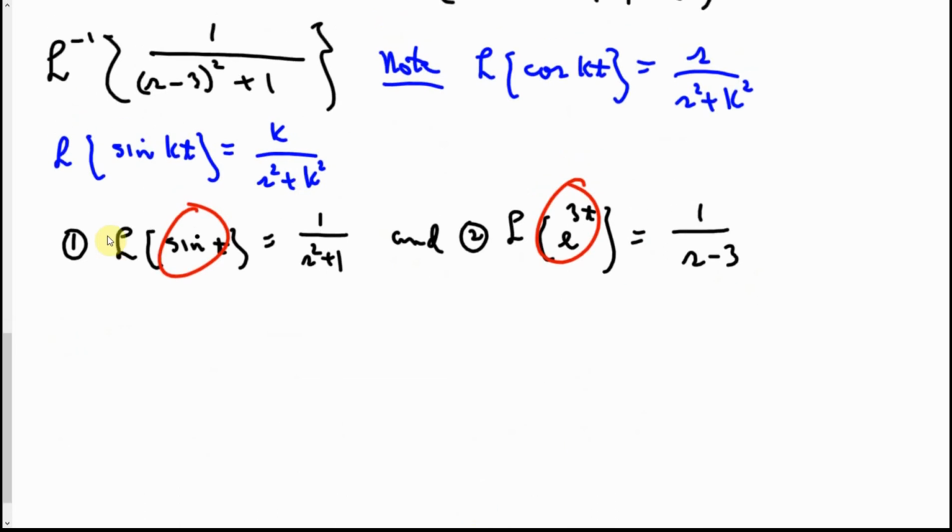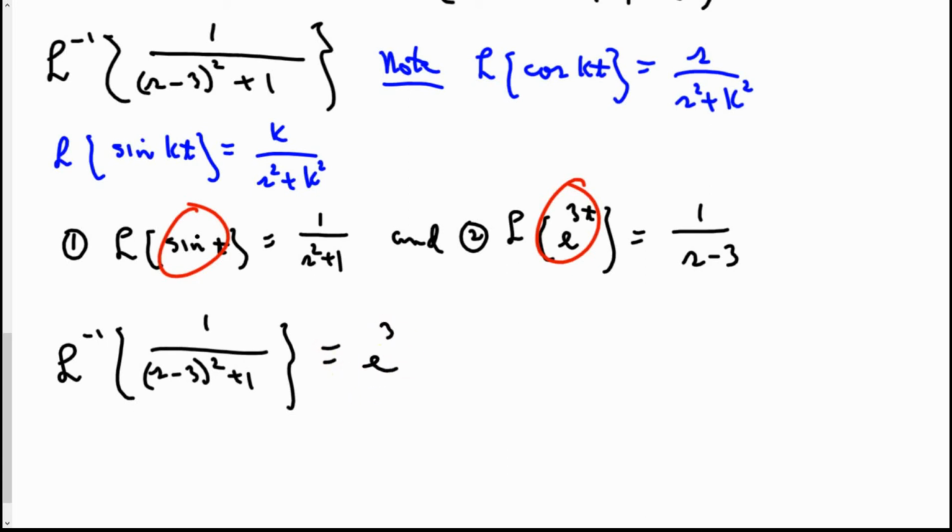So our answer here, and the answer to what? The inverse transform of 1 over s minus 3 to be squared plus 1 squared, and that's equal to e to the 3t times sine t. Okay? So that's not bad. Well, let's continue.